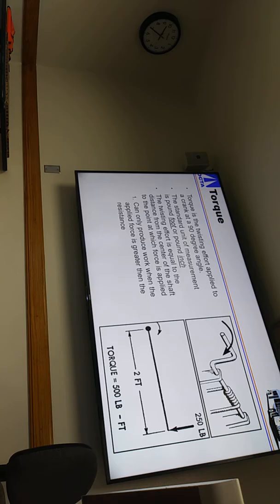Horsepower, rate of work. Now, you ever watch Highway Through Hell, Jamie Davis Towing in Canada? He just bought a new wrecker.